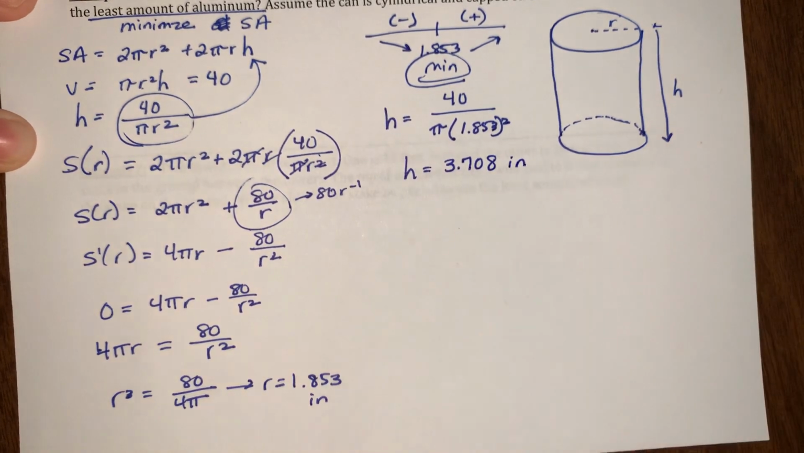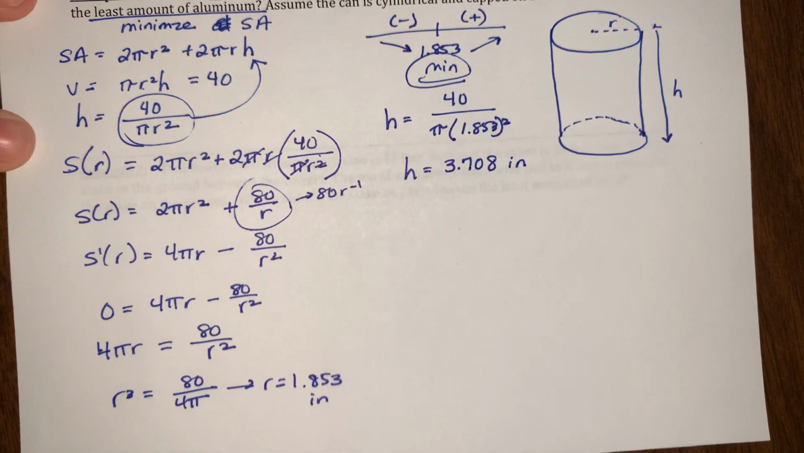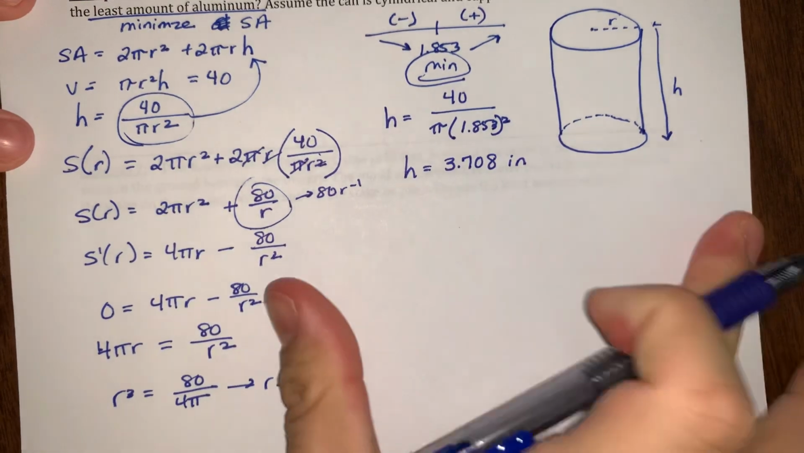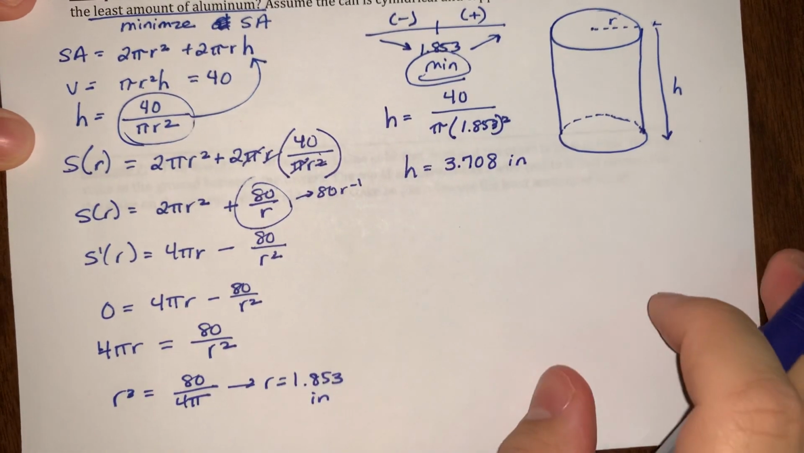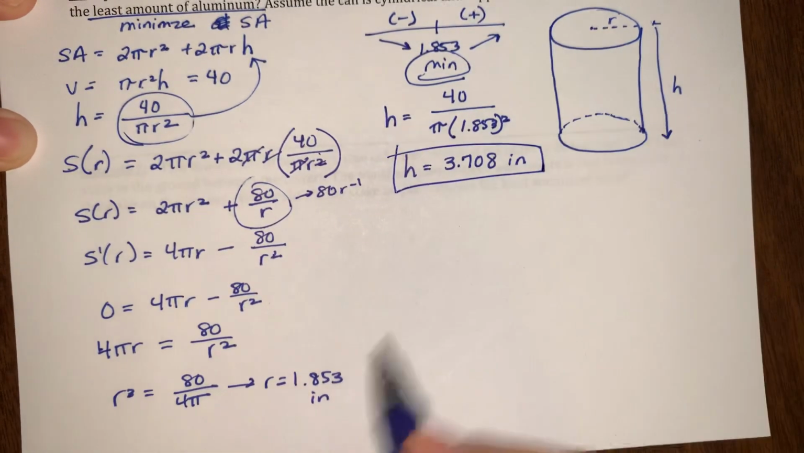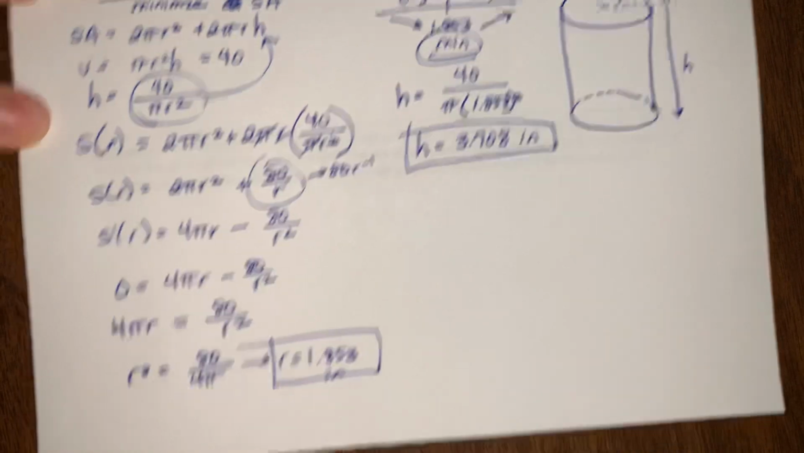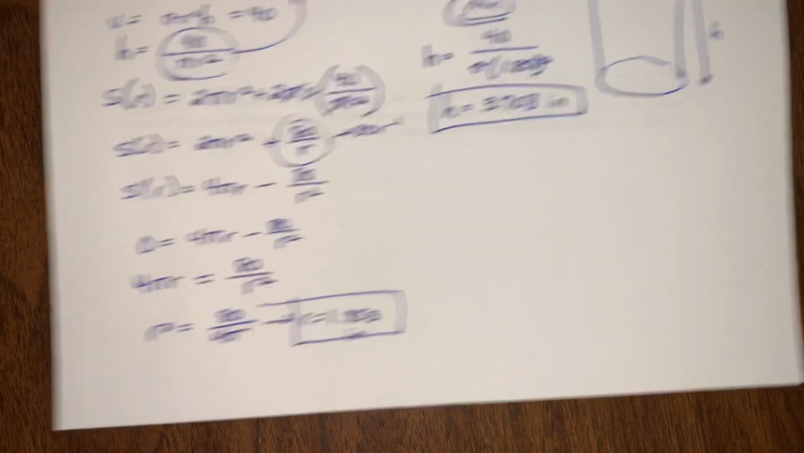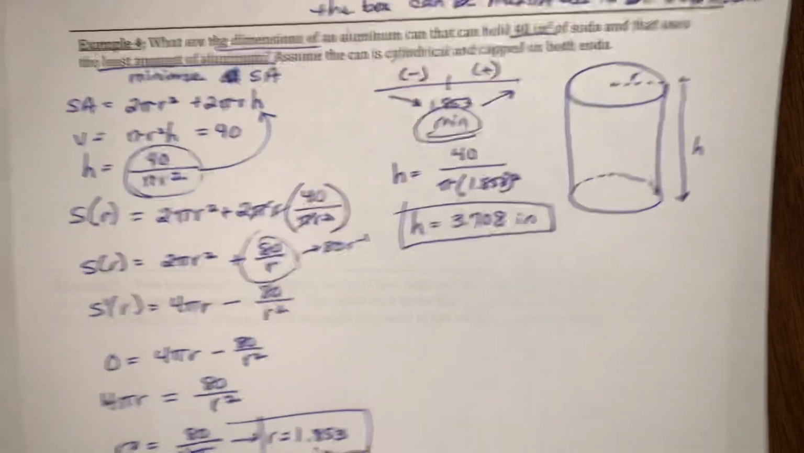3.708 inches. All right, so you can look at my filled in notes if you want me to write out the context for that. But those are our two answers. Height is equal to that, and radius is equal to that. All right, let's go ahead and look at the next problem. I think, the next three.